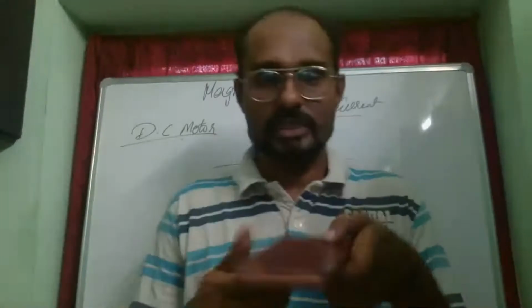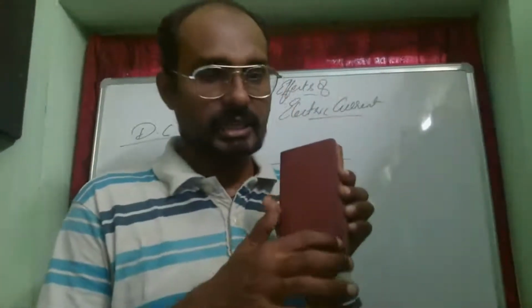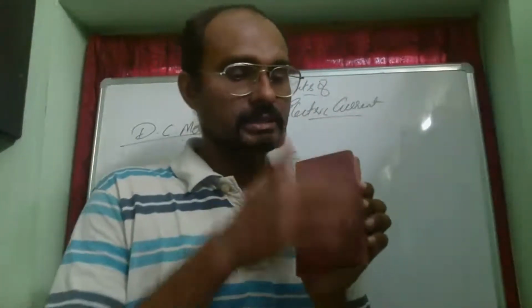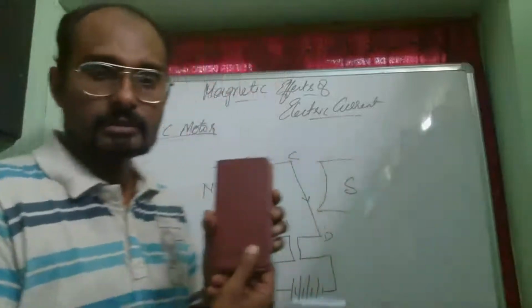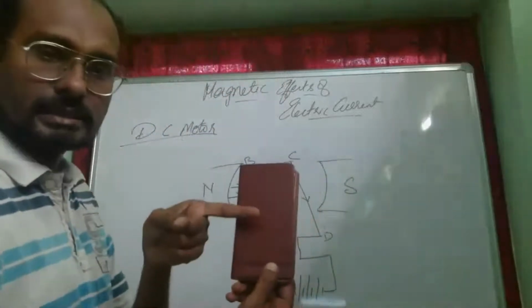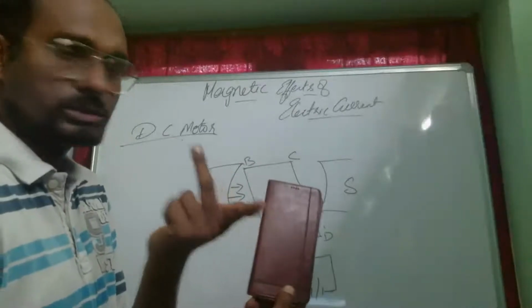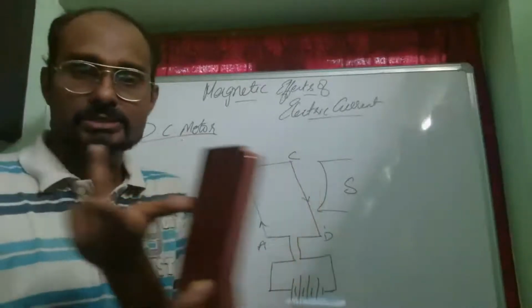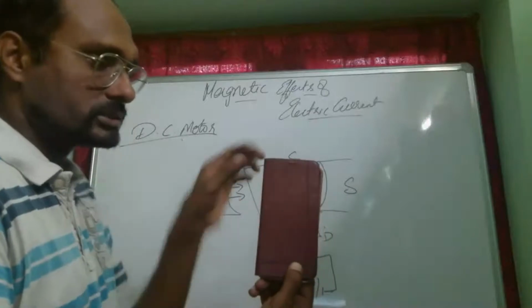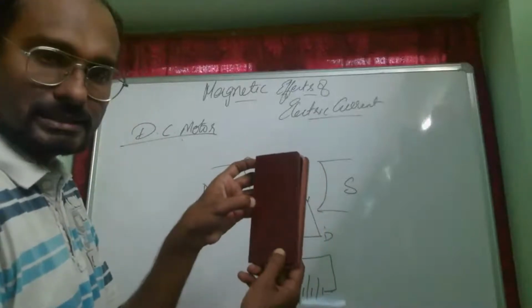Or let me explain this with the help of my mobile watch. Let us assume this is A, B, C, D. Now this is the direction of magnetic field and this is the direction of current. So automatically it should rotate in the direction of the thumb, so this part will be rotating like this.